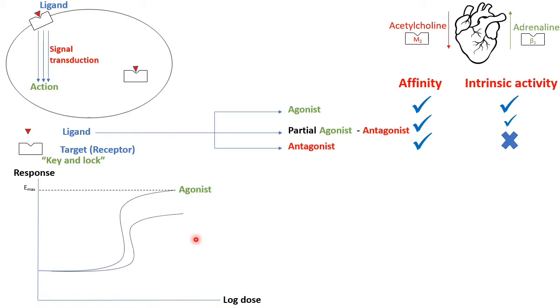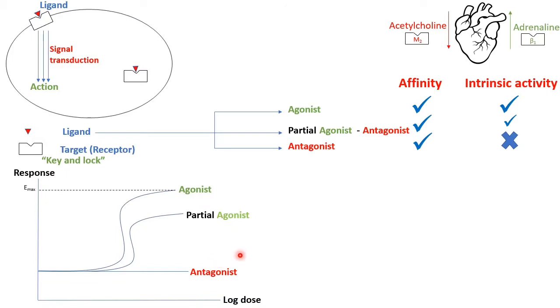But what about this curve? This curve is for a ligand that also has a response or has intrinsic activity, but it's somehow lower than the intrinsic activity of the agonist. What is this curve for? Yes, it's for a partial agonist. And we have here a third ligand that has no response. That is, yes, the antagonist.